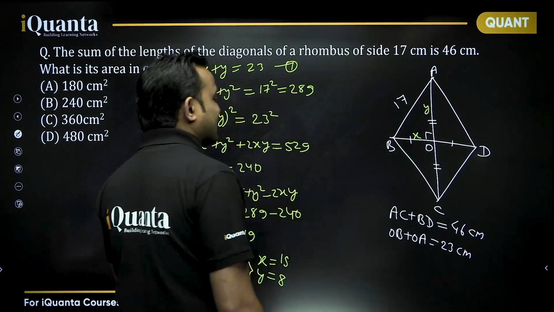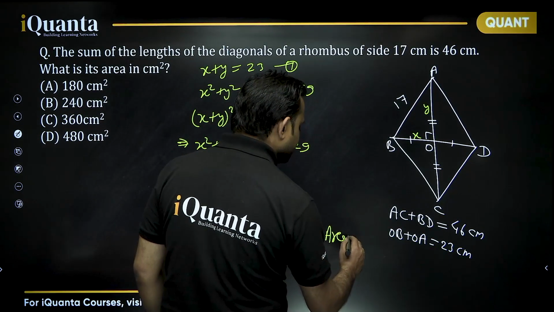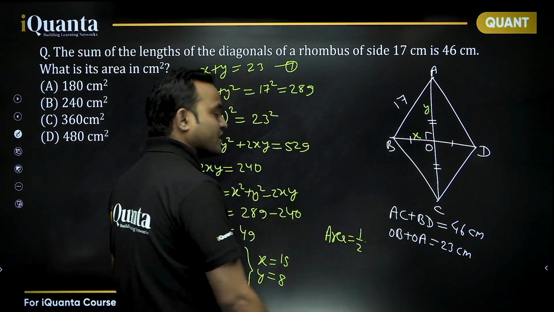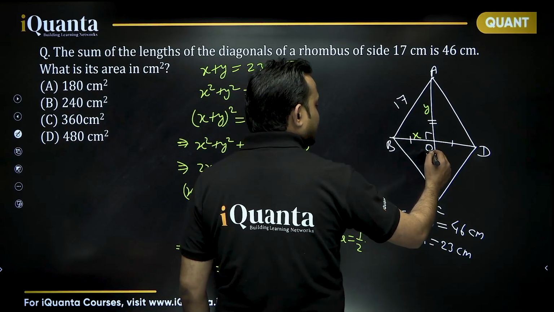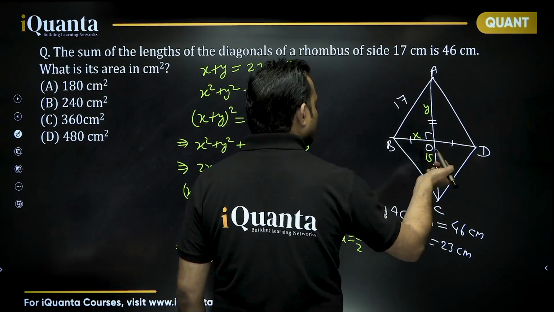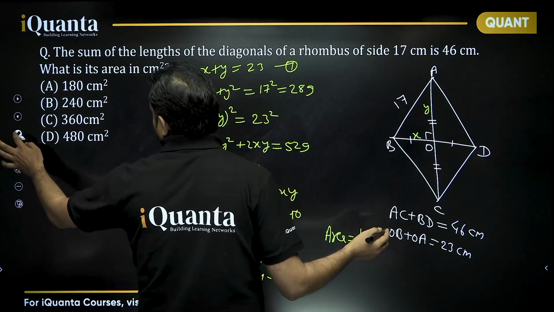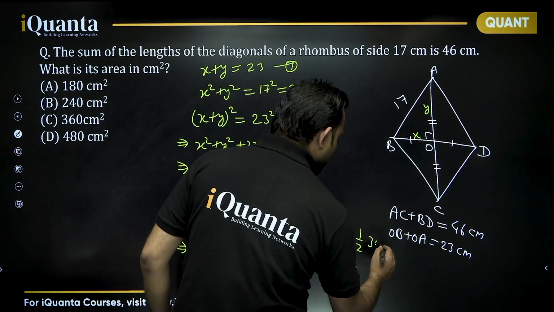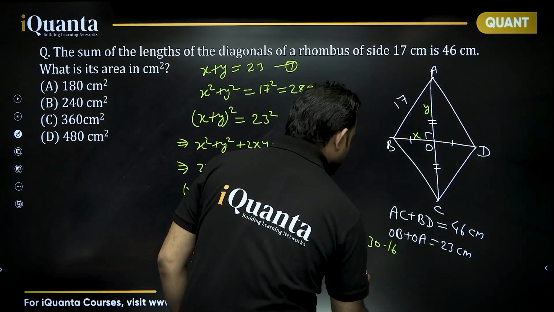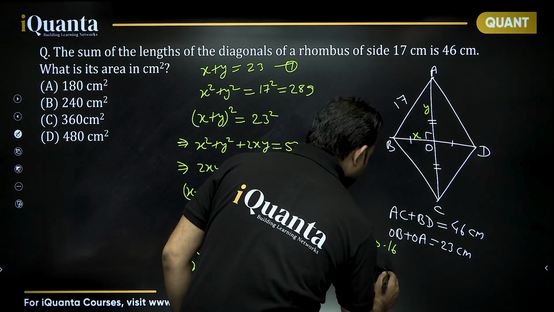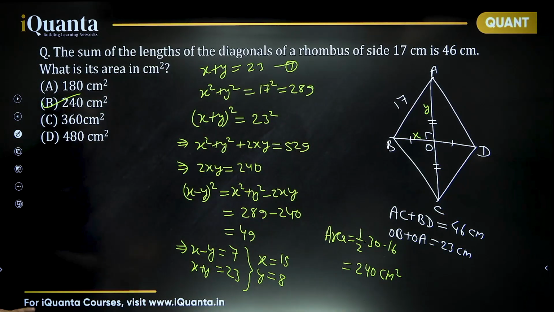So we need to find the area. What will be the area? In any rhombus, area is equal to half into product of the diagonals. So 15 into 2 will be equal to 30. So one of the diagonals will be of length 30. The other diagonal will be of length 8 into 2, which is 16. So half of 30 into 16, it will be 240 centimeter square. So our answer is option B.